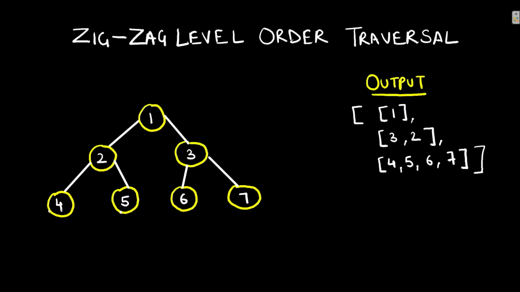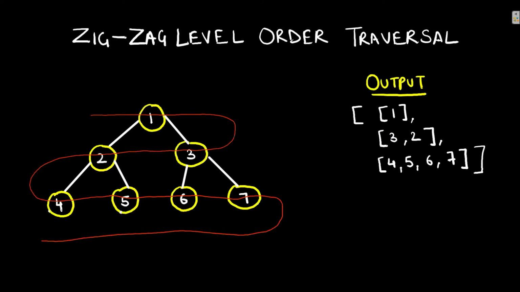Now what is Zigzag? So the question says that we need to go from left to right for the first level, then right to left in the next level, then left to right in the next level, and if there was any other level then we need to go from right to left. So this is the zigzag manner.